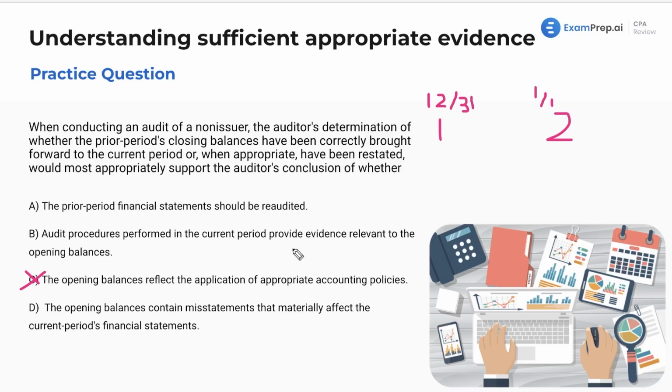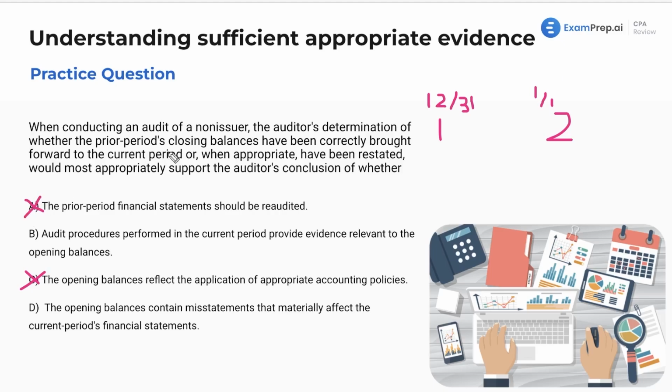Audit procedures performed in the current period provide evidence relevant to opening balances. Okay, well, so again, when conducting an audit, determining whether the 12/31 balances were brought correctly forward to the 1/1 balances, essentially what's the main goal? What are we trying to concern ourselves with here? Well, not about the prior period financial statements being re-audited, right? If they don't agree with each other, that's kind of what we're talking about here. We're not going to say we need to re-audit the prior period, right? Because that's not our job. We were brought on to audit year two, so I'm going to cross out letter A.